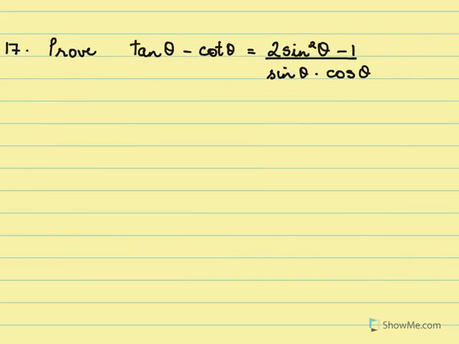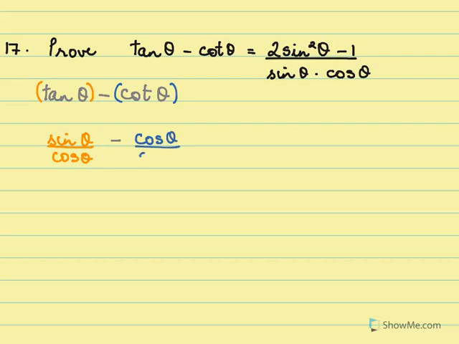Now it's a similar sum. So we start with tan theta minus cot theta. So we know our tan theta is sine theta over cos theta minus, and cot theta is cos theta over sine theta. Now we'll take the LCM, and the LCM here is cos theta into sine theta.